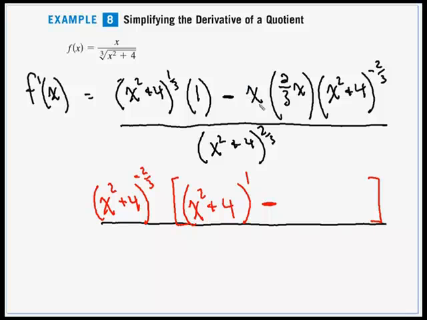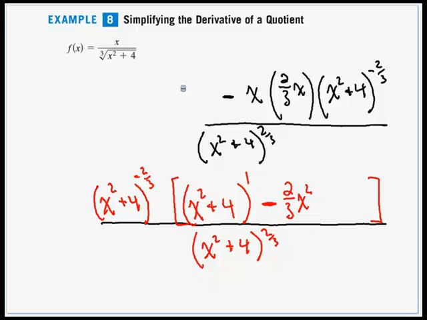Minus, here we have x times 2/3 x, so that's going to be 2/3 x squared. And then we factored out this negative 2/3 exponent to our quantity, and here it is. We factored that completely out. So here we're just left with that negative 2/3 x squared. And then we don't forget, we still have our denominator, x squared plus 4 to the 2/3.